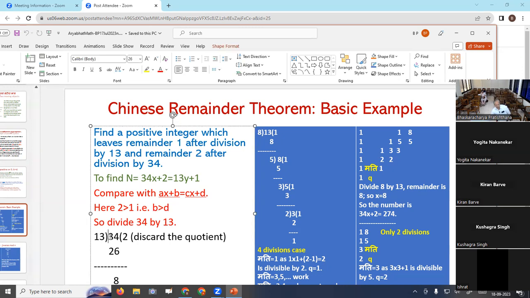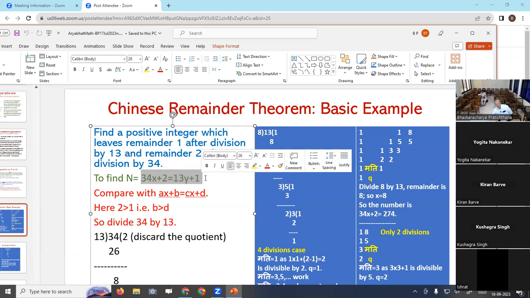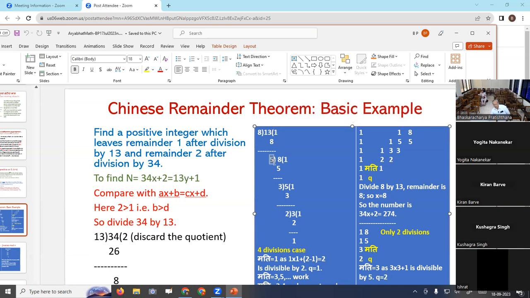Now, in this example that I am explaining, 34x plus 2 is equal to 13y plus 1. So divide 34 by 13 and the remainder is 8. Then by this remainder you should divide 13 and proceed. So 13 is divided by 8, then there is 1 as quotient and 5 is the remainder. Then this remainder will be dividing the divisor 8, and you can get 3 and so on.